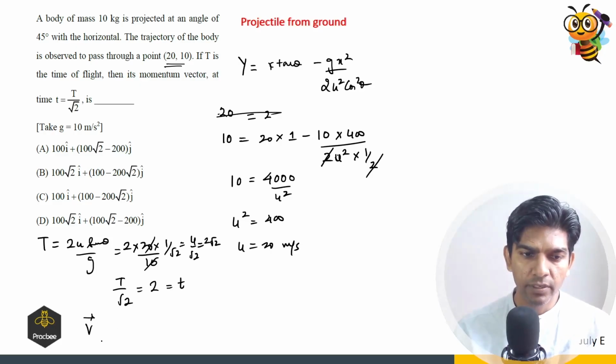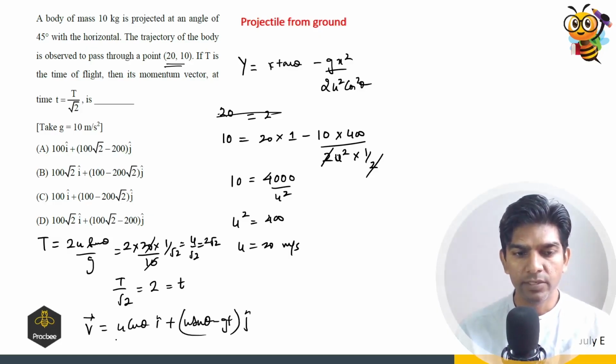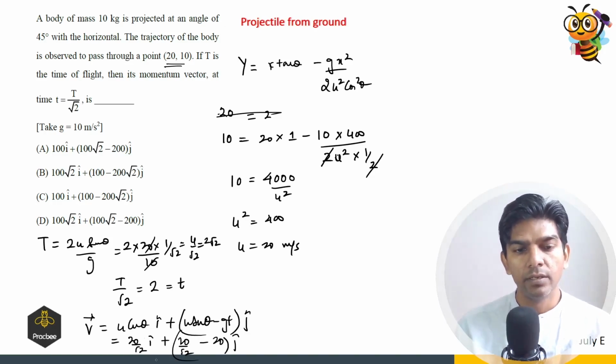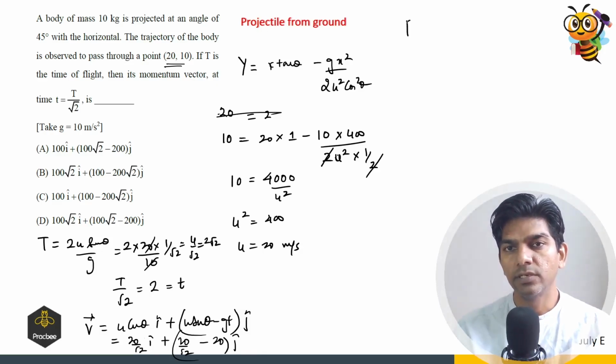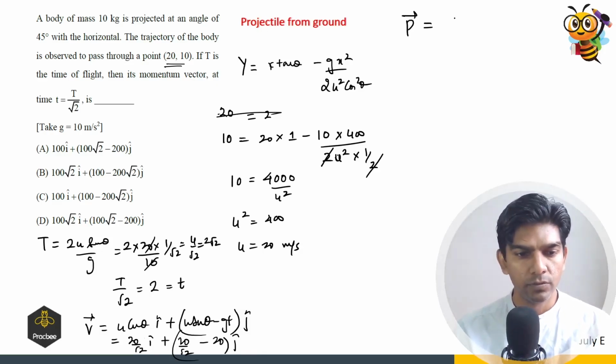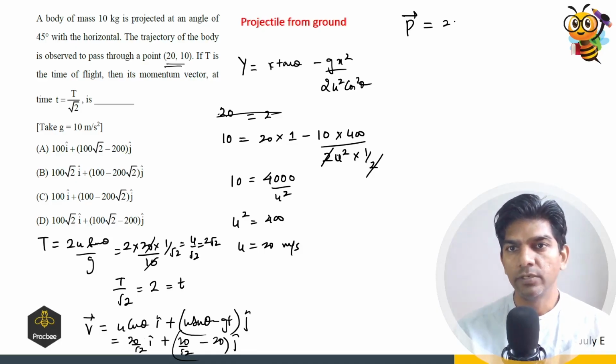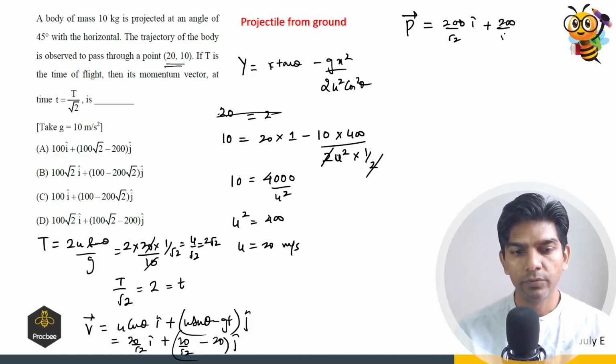So what is the velocity after 2 seconds? So v is u cos theta i cap plus (u sine theta minus gt) j cap. So let us substitute the value. So u is given as 20, cos 45 is 1 by root 2, i cap, plus (20 by root 2 minus 20) j cap. So we got the velocity. Now let us multiply this velocity with mass. It will give us the linear momentum or momentum vector. So mass is given as 10, so it will be 200 by root 2 i cap plus (200 by root 2 minus 200) j cap.